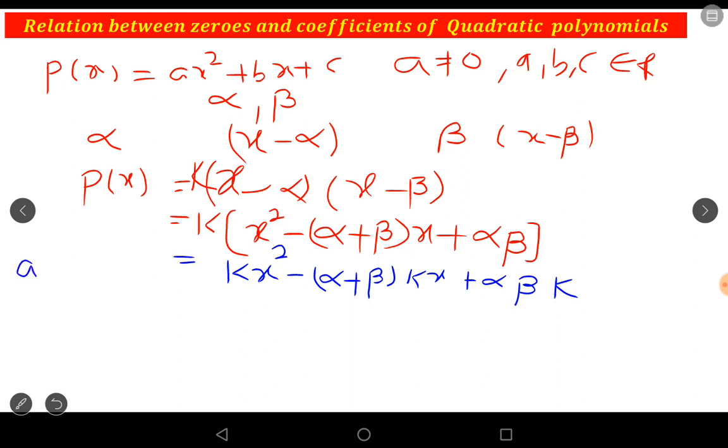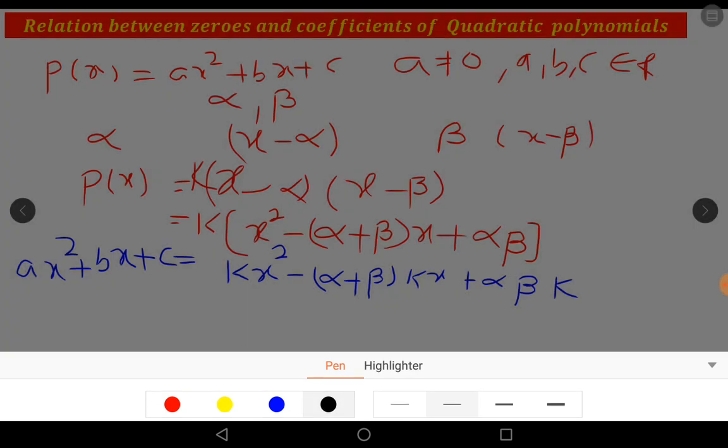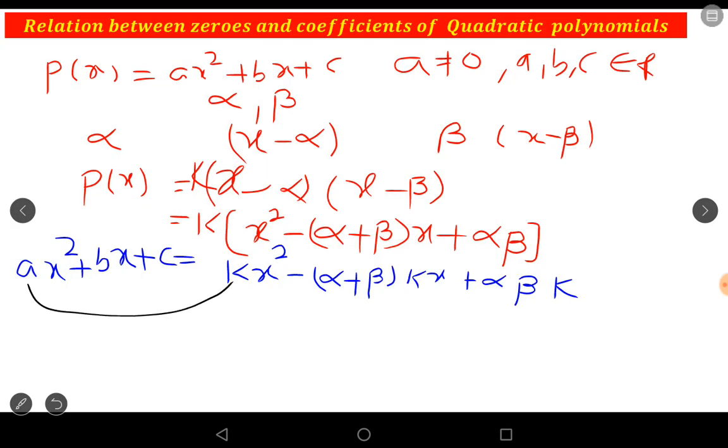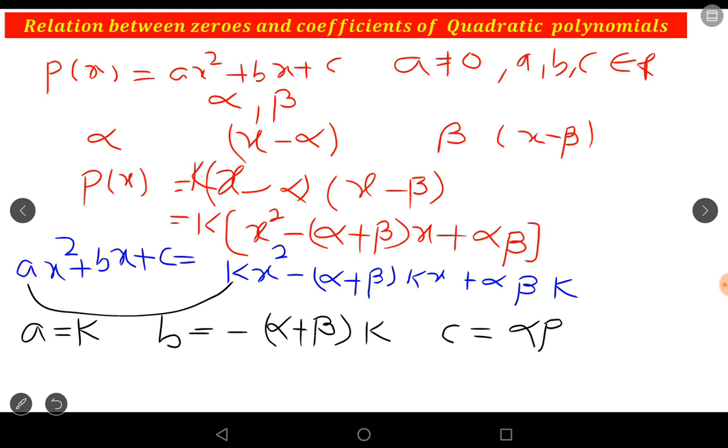This is equal to the general form of the quadratic polynomial, ax square plus bx plus c. Here compare the x square terms: a equal to k. The x terms: b equal to minus of alpha plus beta into k. The constant: c equal to alpha into beta into k. Here a value equal to k, b value equal to minus of alpha plus beta into k.